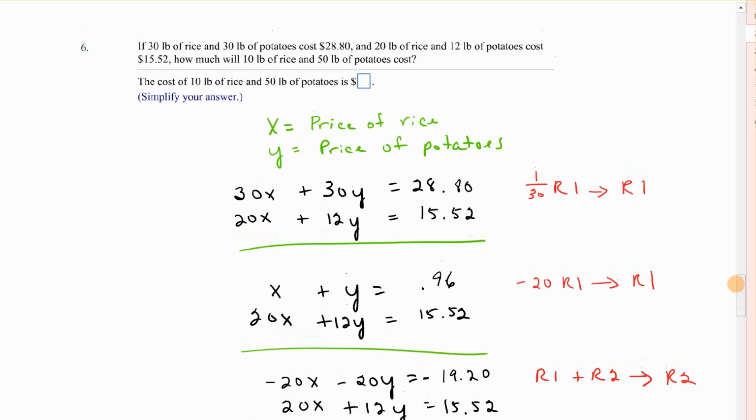All right, now we get some application problems. Number 6 says, if 30 pounds of rice and 30 pounds of potatoes cost $28.80, and 20 pounds of rice and 12 pounds of potatoes cost $15.52, how much will 10 pounds of rice and 50 pounds of potatoes cost? Well, obviously, we need to know the price of each of those items individually. So you would start by writing that down. X is the price of rice, Y is the price of potatoes. Then use your information here and write each equation. So 30x plus 30y is 28.80, 20x plus 12y is 15.52.